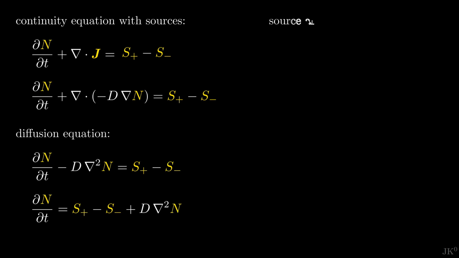The source term, S+, is the rate at which the neutron density n changes with time due to the creation of secondary neutrons from each fission reaction. We can write it as the average number of neutrons created by fission, which we denote by the Greek letter nu, times the density n divided by the average time between fissions, which is denoted by the Greek letter tau.